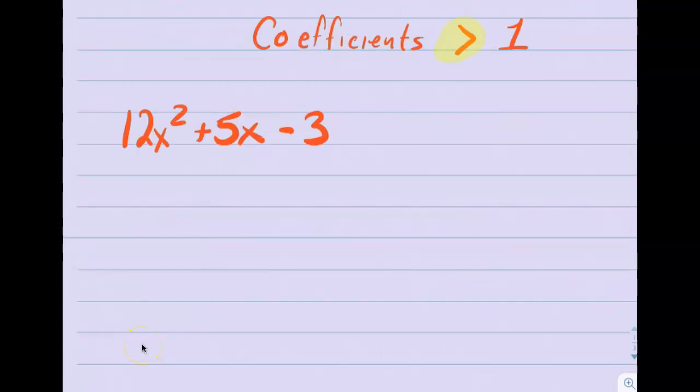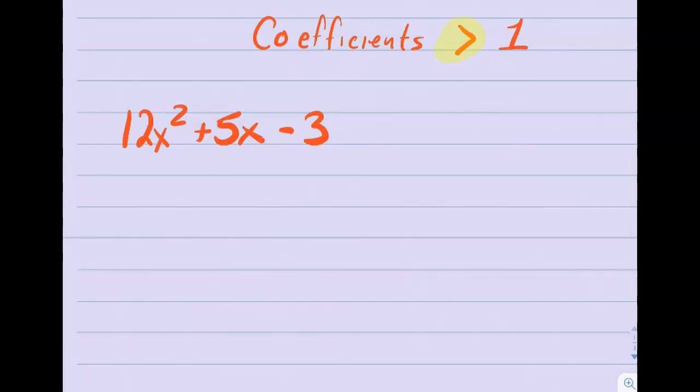Okay, now we're going to look at coefficients greater than 1. This is where it gets a little bit more complicated. But I have a method that works every single time. It's not super short, but if you know how to do it, you really will never get tripped up.